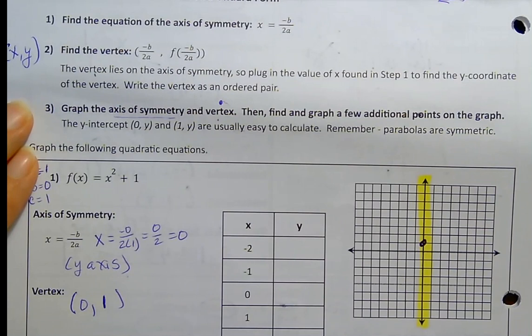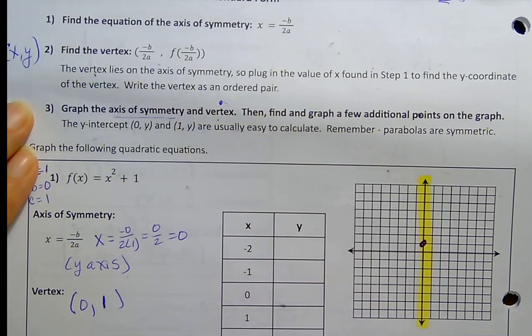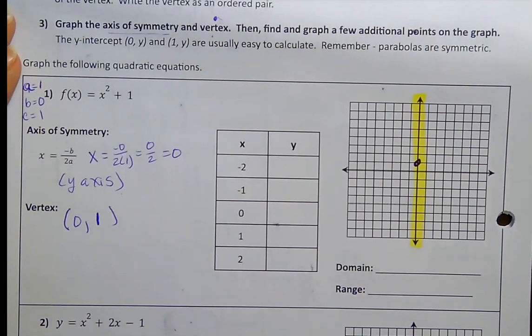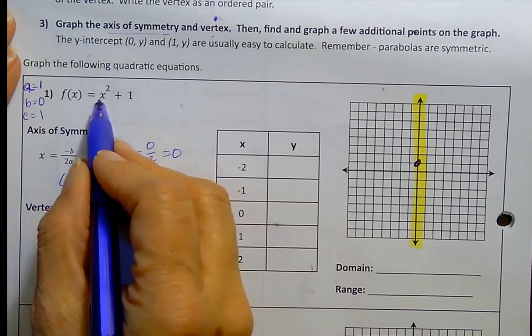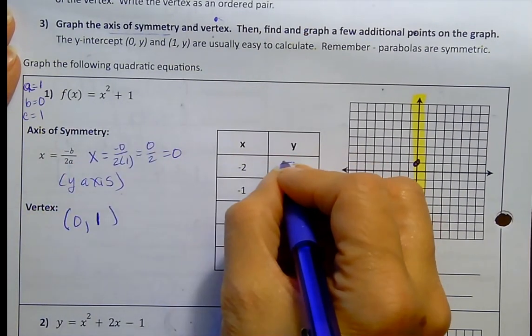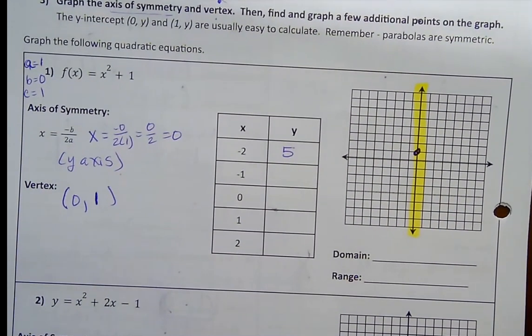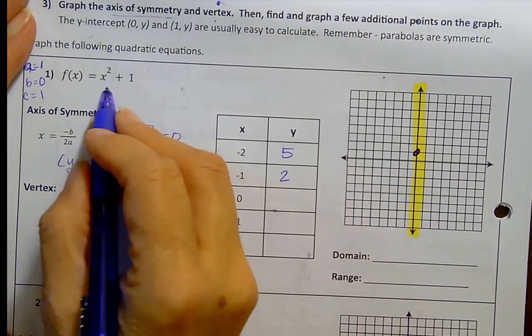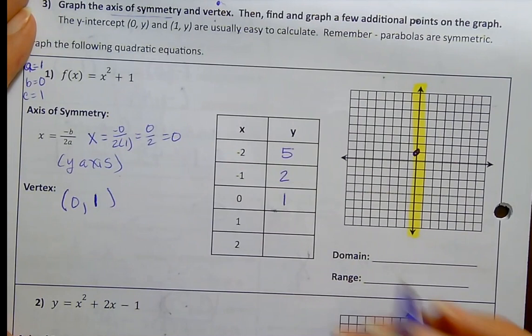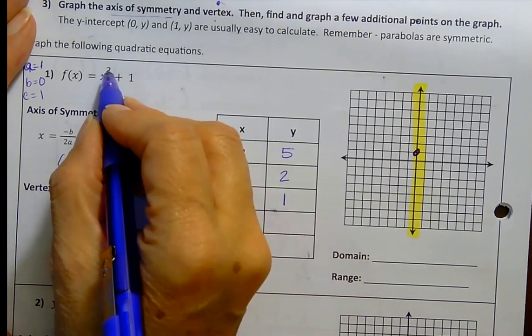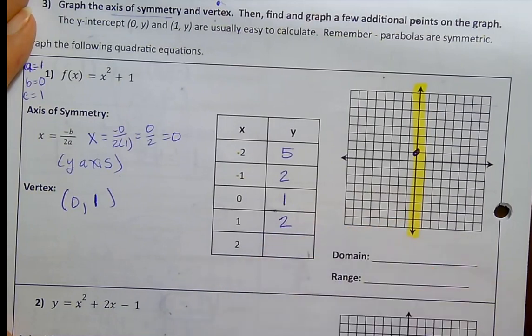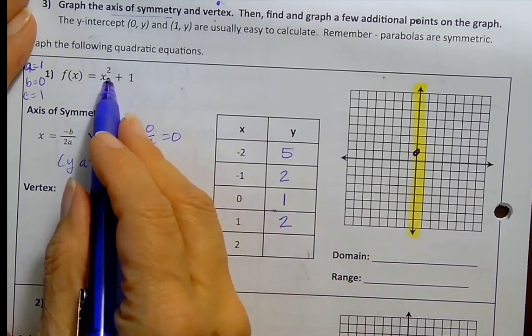Now I need to figure out what my parabola is going to look like. Okay, so I'm just going to pick some x values that I'm willing to work with, and I'm going to plug them in. So let's graph. Okay, if x is negative 2, negative 2 squared is positive 4. 4 plus 1 is 5. So far, so good. Okay, if x is negative 1, negative 1 squared is positive 1, and positive 1 plus 1 is 2. If x is 0, y is 1. We know that already. If x is 1, what happens? 1 squared is 1, and 1 plus 1 is 2. If x is positive 2, 2 squared is 4, 4 plus 1 is 5.